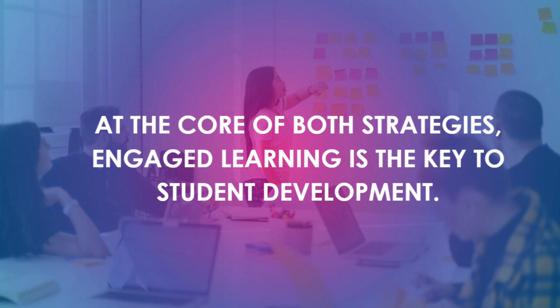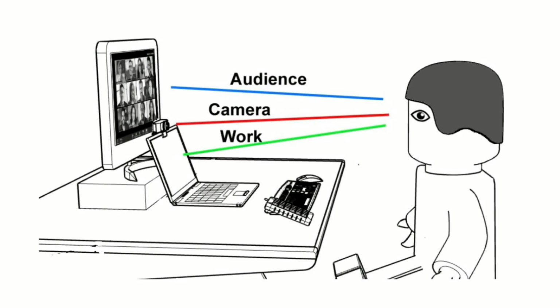Now, at the core of both of these strategies, we're talking about engaged learning. That's the key to student development. We need to keep people engaged. And one of the ways to keep them engaged is to give them an opportunity to speak and make sure it's clear when it's their time to listen. And we will do that by setting some ground rules. And we'll talk a little bit about that as well.